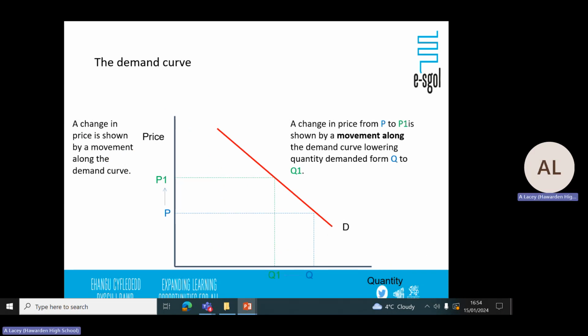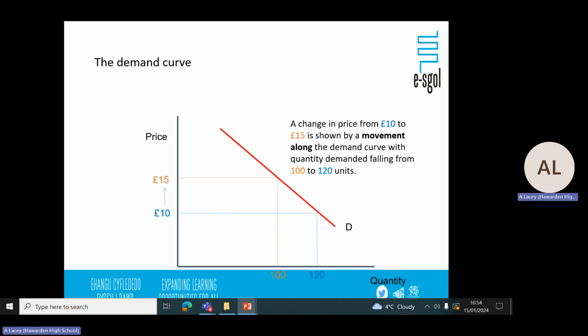Now, a change in the price is shown by movement along the demand curve. So a change in the price, for example, from P to P1, is shown by movement along the demand curve, lowering the quantity demanded from Q to Q1. So you'll see that if prices rise and you dot along to the demand curve, Q1, the demand has gone down for that product because of the price rising. So a change in price from £10, for example, to £15 is shown by movement along the demand curve, with the quantity demanded falling from, let's say, 120 units to 100 units.